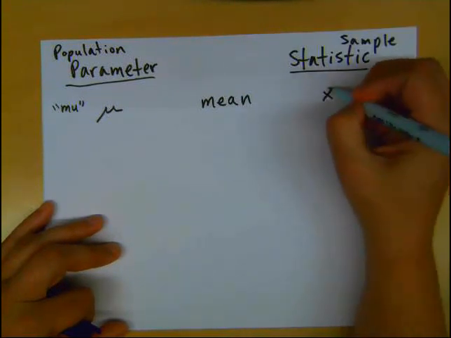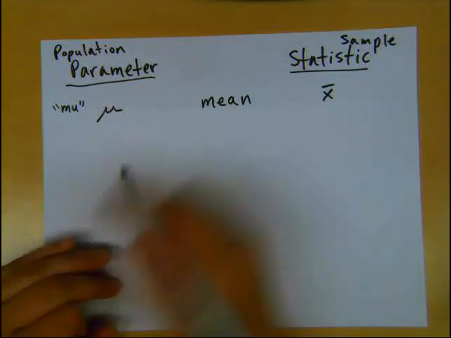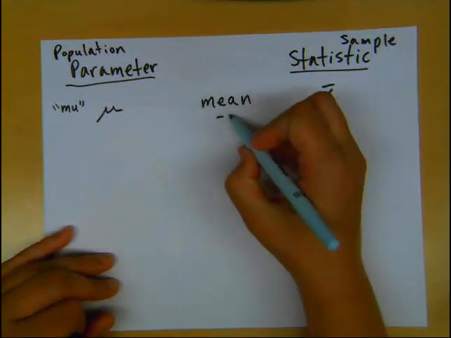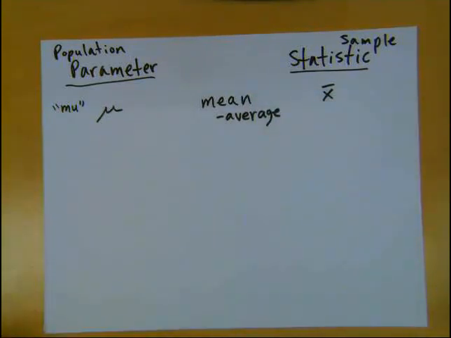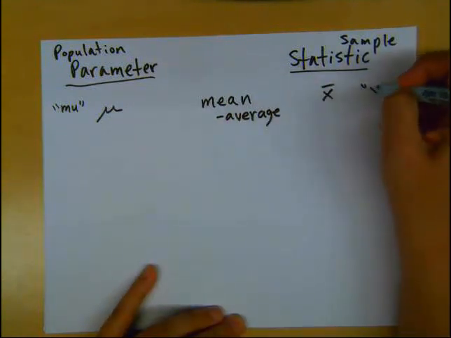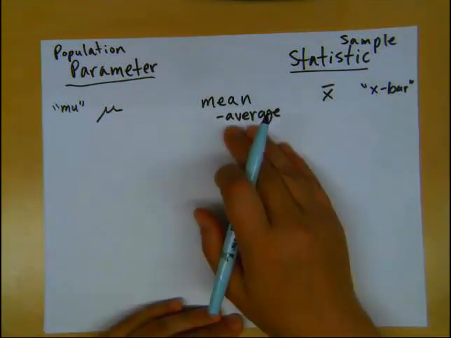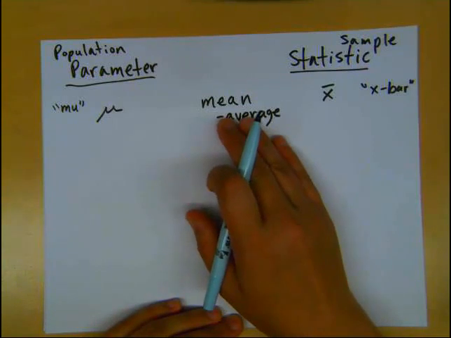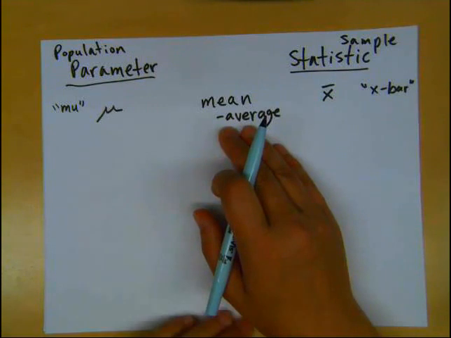When we are working with a sample and a statistic, the notation that we use is called X bar. And the mean is just your regular average, where you add everything up and divide by how many you have. And this one we just say X bar. That's how we say it phonetically. There are many different types of averages, though. But when we talk about the mean in this course, we're just talking about add up all the data, divide by how many items that you have. So just your regular average.